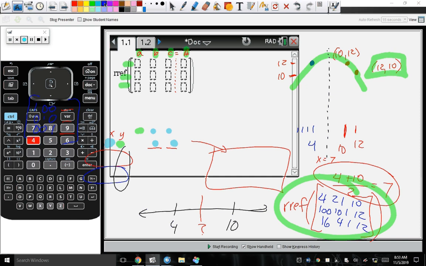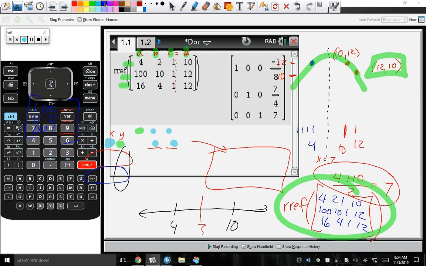Here we go. 4, 2, 1, and 10. Please correct me if I make a mistake. 100, 10, 1, and 12. Then we have 16, 4, 1, and 12.